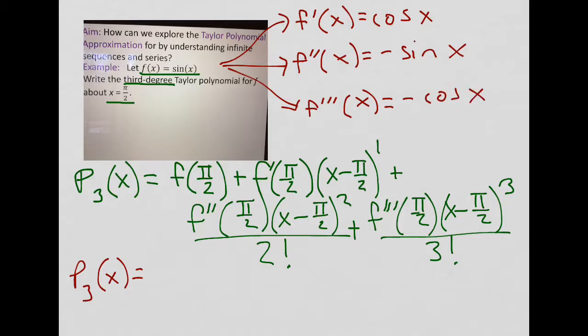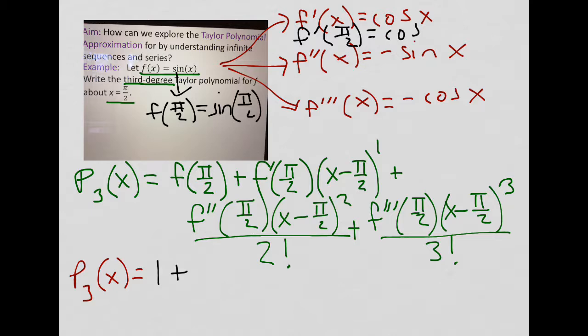Okay, so now f of pi over 2 is going to be the sine of pi over 2, and that is 1. So we're just going to write 1 for the first term. Now, f prime of pi over 2, we have to figure out. It's the cosine of pi over 2, which is 0. So all of this in our next term is just going to be 0. If you want, you could write 0, but I would just go to the next expression, which is over here.